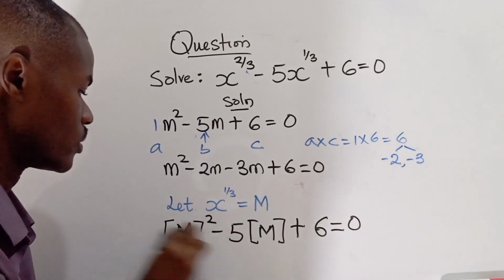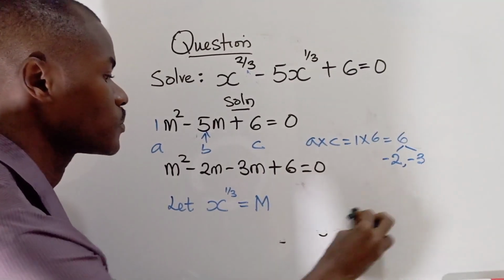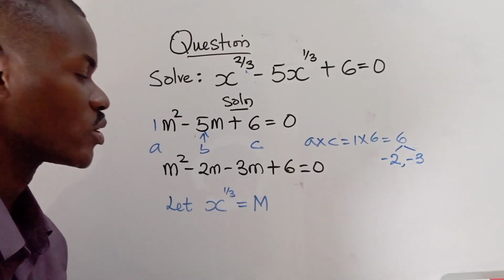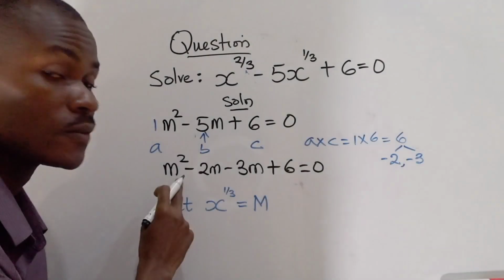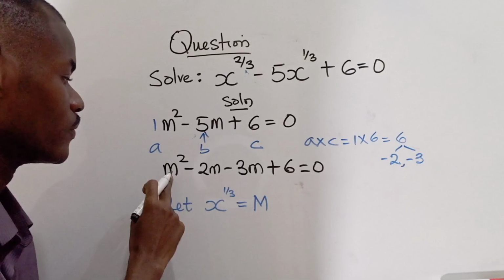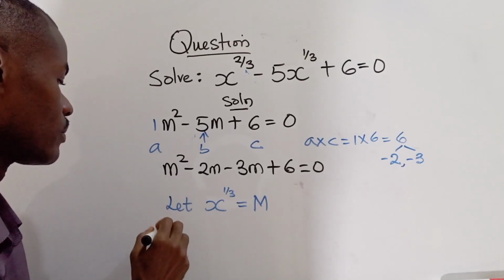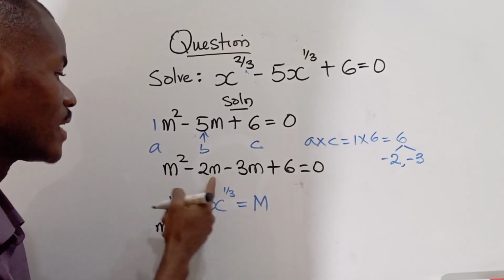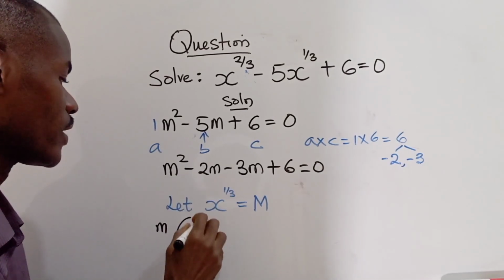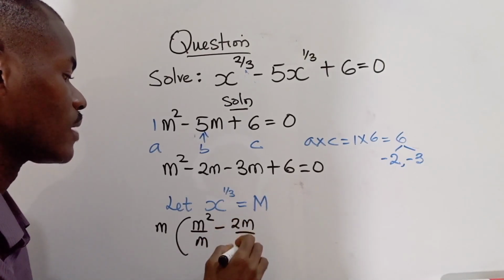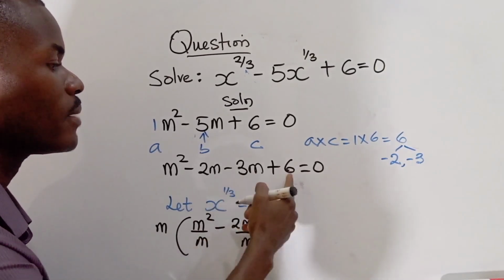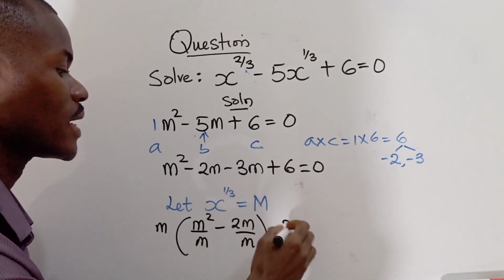So from this, we can now solve by factorizing to get the two values of n. If we look at this, we can see that n is common, so we are going to divide this and this by n. So we have n squared divided by n, minus 2n divided by n. Now what about this? I can bring out minus 3.